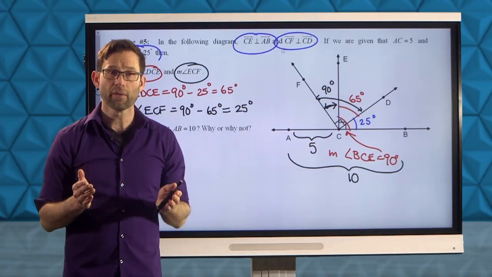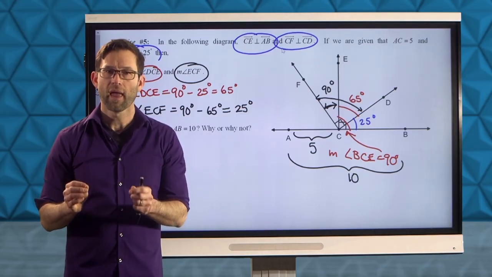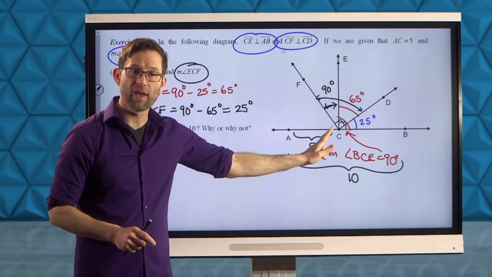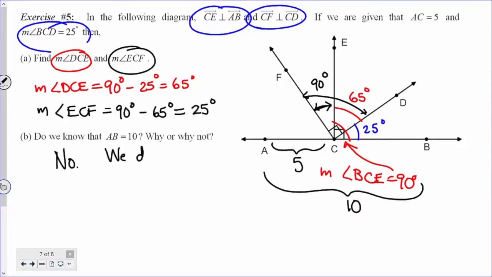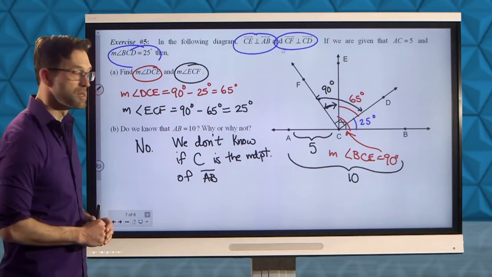And in geometry, it's very important to know what we know and as well know what we don't know, right? And what we don't know in this problem is whether C is the midpoint of AB. We've been given no information on that. So I'm going to say we don't know if C is the midpoint, and often you'll see me abbreviate midpoint like that, and it's okay for you to abbreviate midpoint in the same way. We don't know if C is the midpoint of AB.